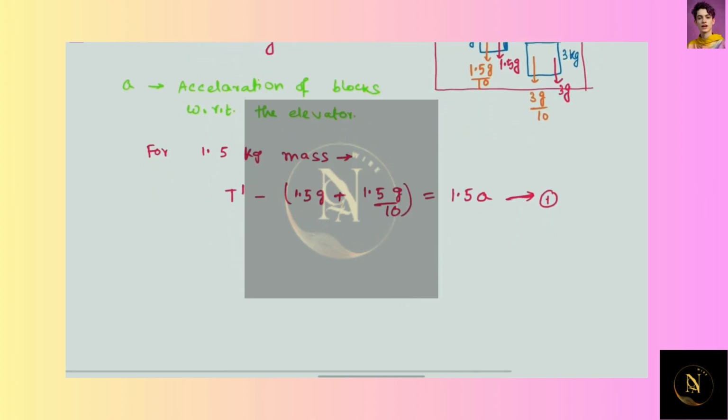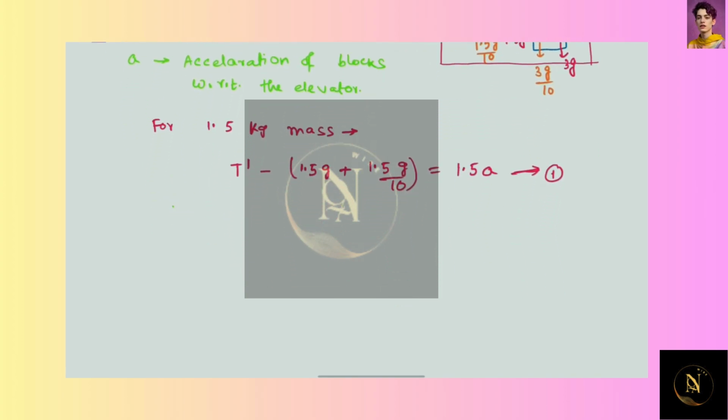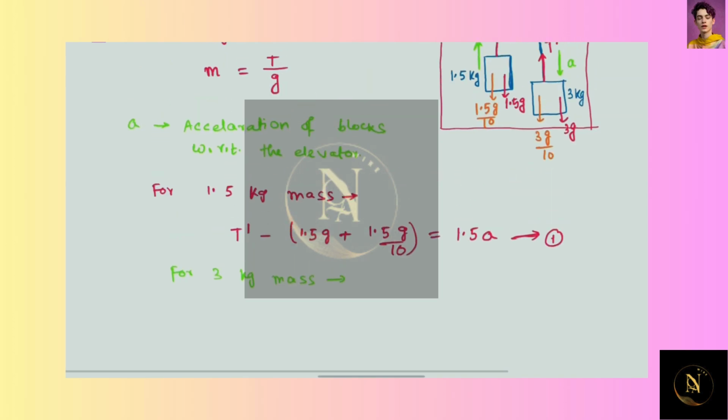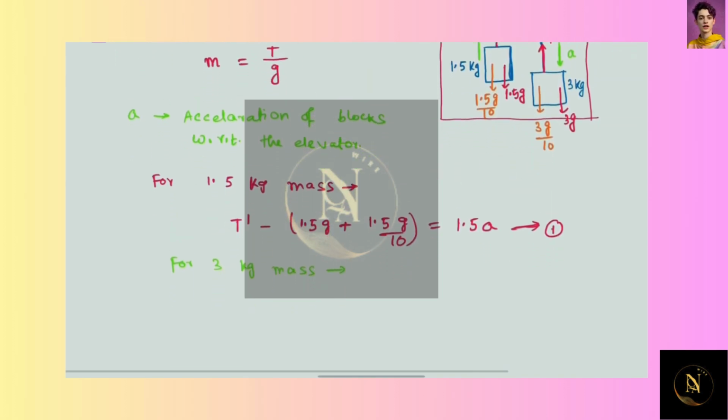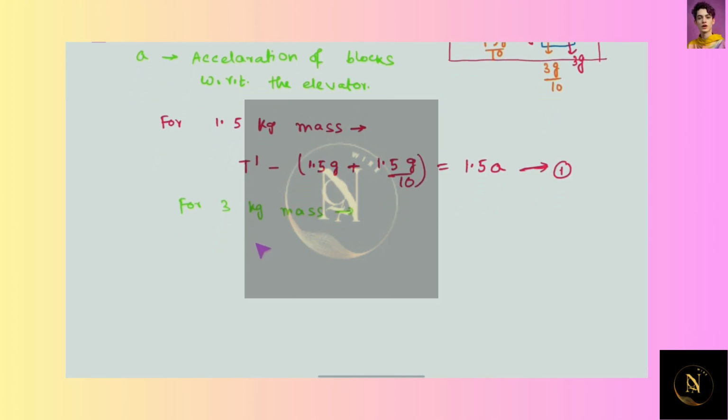Okay, for the 3 kg mass we can write a similar equation. In this case the 3 kg mass will be moving downward, so the net force will be acting downward. The net force is 3 g by 10 plus 3 g minus T prime, and that is going to be equal to 3 times a according to the second law once again. So let's say this is my equation number 2.